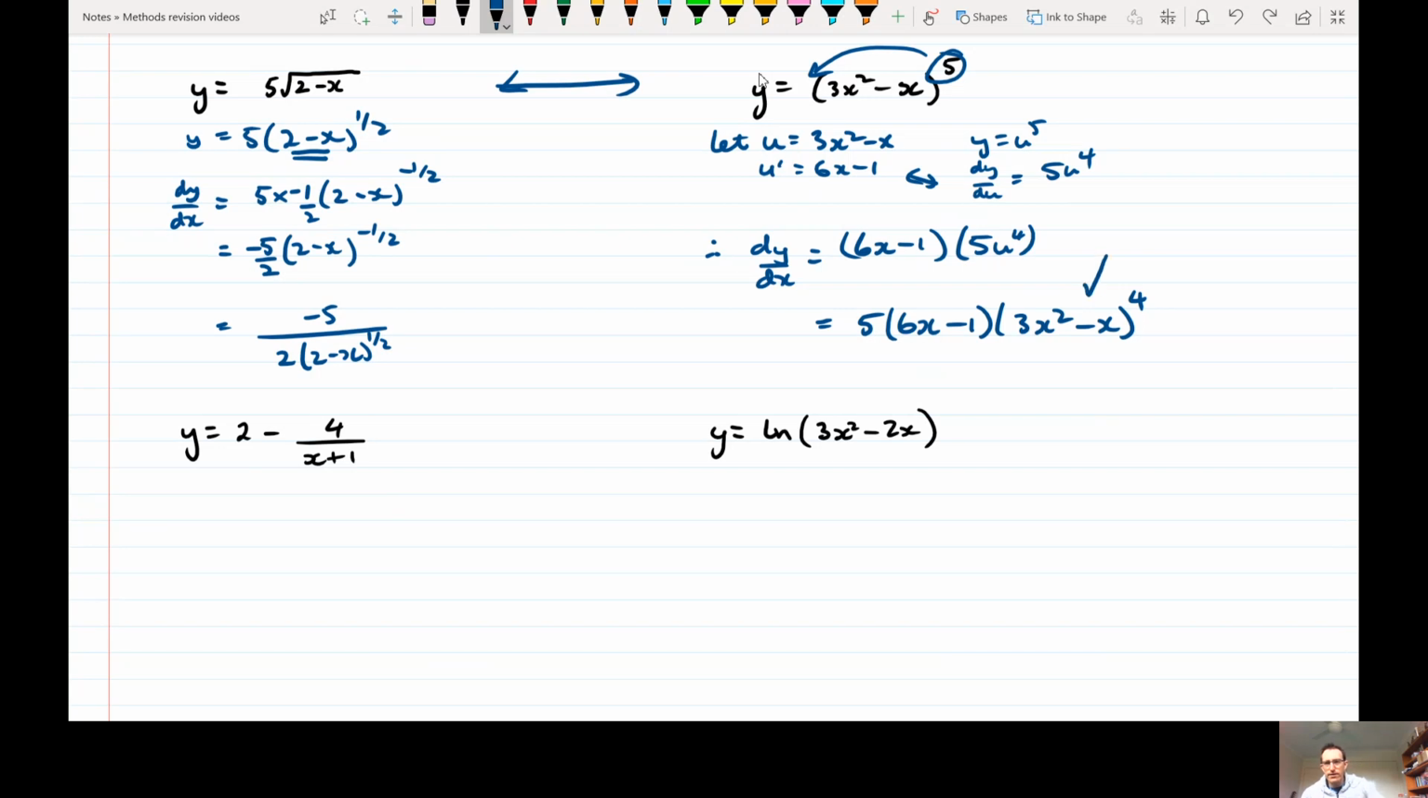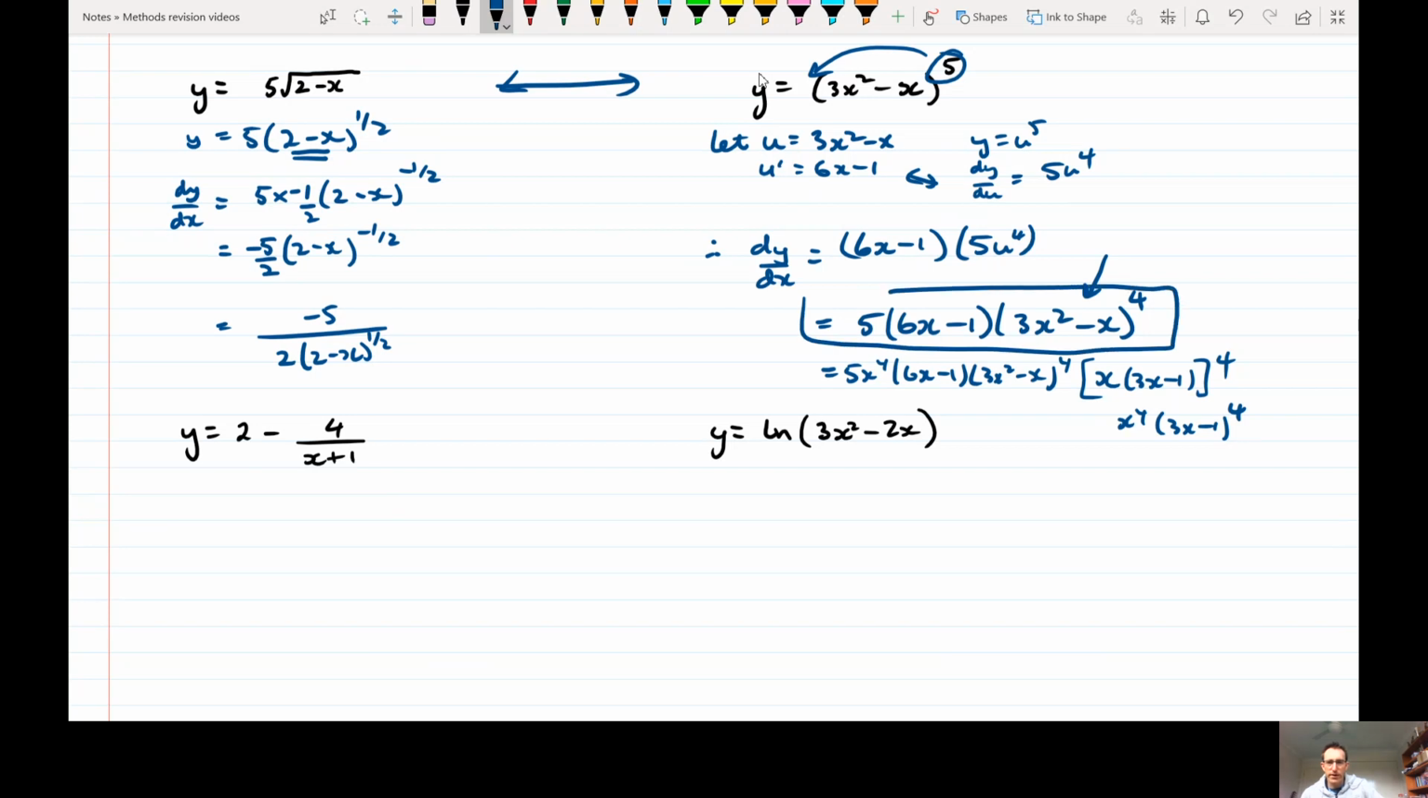Now notice there's a factor of x in this one. Because of the power of 4, just leave it. But sometimes if you had like a power of 2, you can actually remove that x from here as well and come out the front. You've got to think of it in terms of x bracket 3x take 1, but they're both to a power of 4. So that'll be x to the power of 4, 3x minus 1 to the power of 4 if they're going to ask you to do that, which would then become 5x to the 4, 6x minus 1, 3x squared minus x to the power of 4. But again, don't overwork it. Unless I ask you to do so, I would stop there.